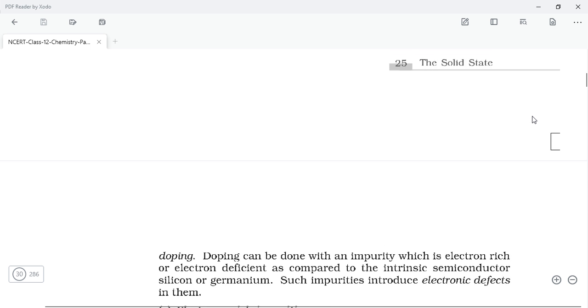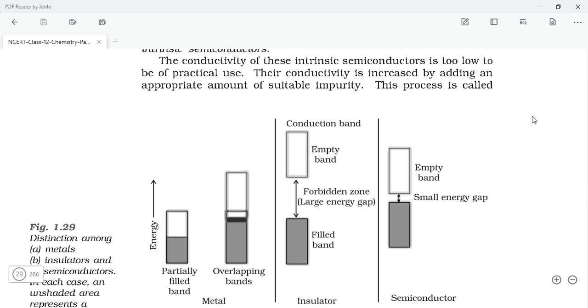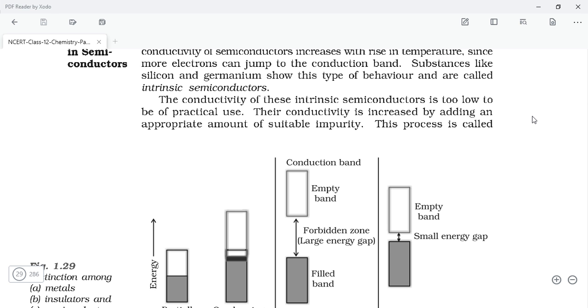doping, and the name itself says dope. So this process is called doping, and this is really smart how they do it. The conductivity of these intrinsic semiconductors is too low to be of practical use.